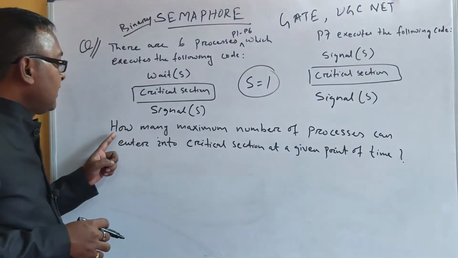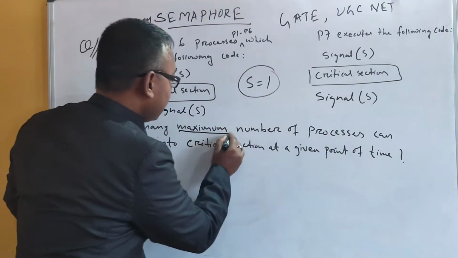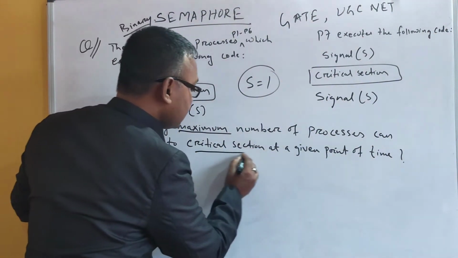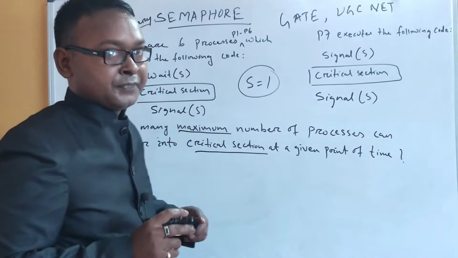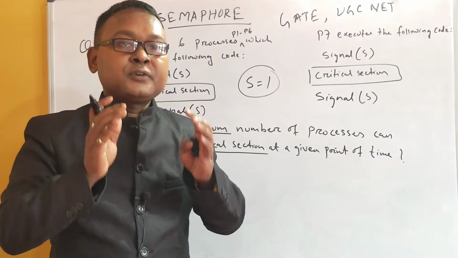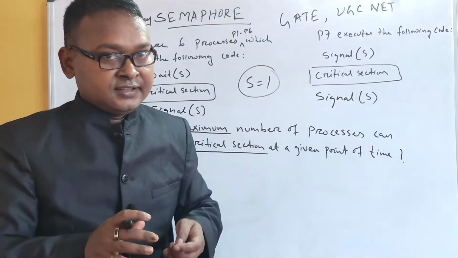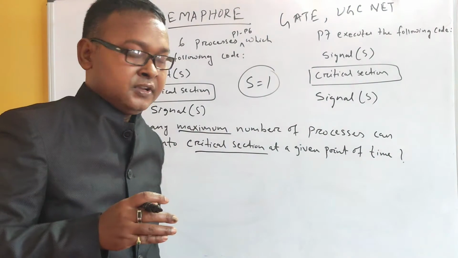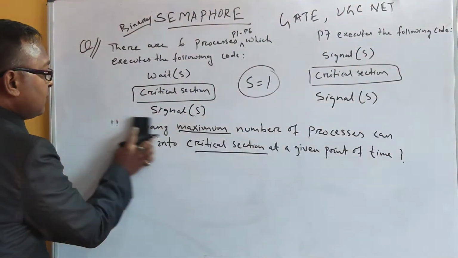So our question is, how many maximum number of processes can enter into the critical section at a given point of time? At a single point of time, how many maximum number of processes can enter into the critical section, right? That answer you need to give. So we'll try to solve this particular problem.